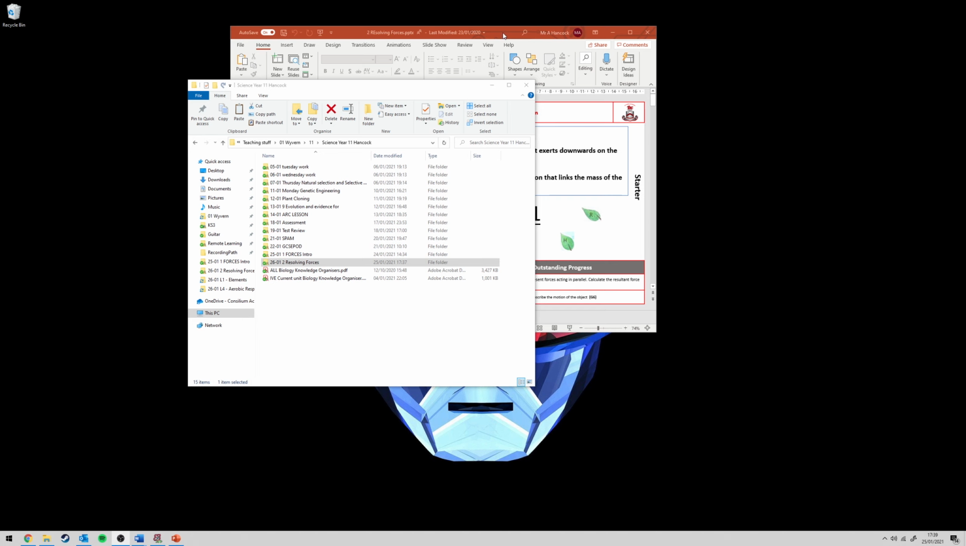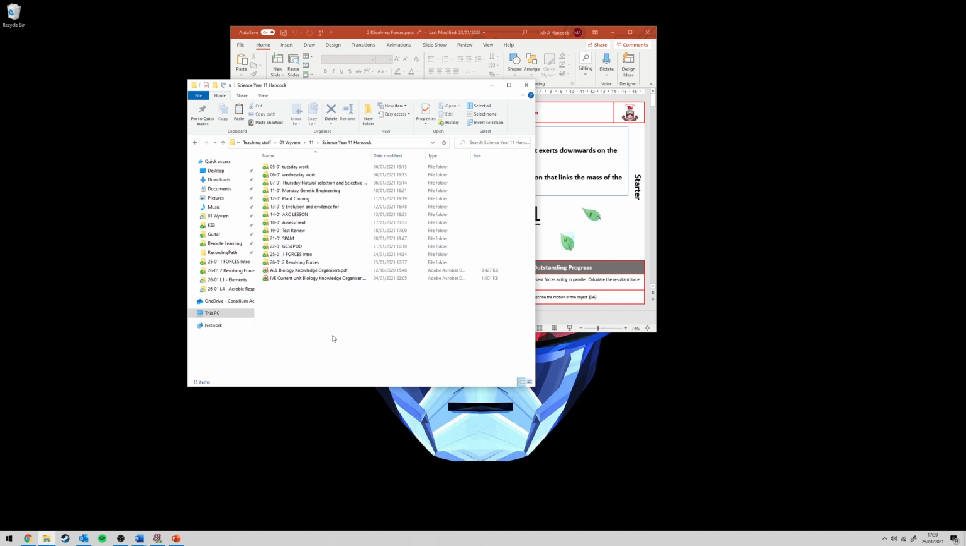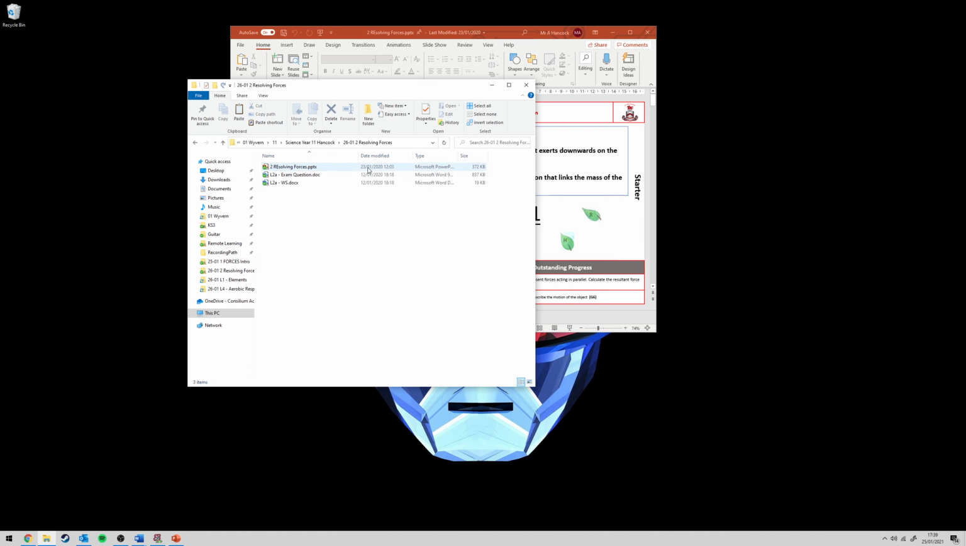I'm going to take you through the PowerPoint, and then I'm going to take you through the worksheet. There are two sections to this. I'll tell you more as we go along, but please feel free to skip ahead of the explanation if you understand this and go straight to the task. But if not, here is today's work, resolving forces, and I'm just going to go into the PowerPoint.